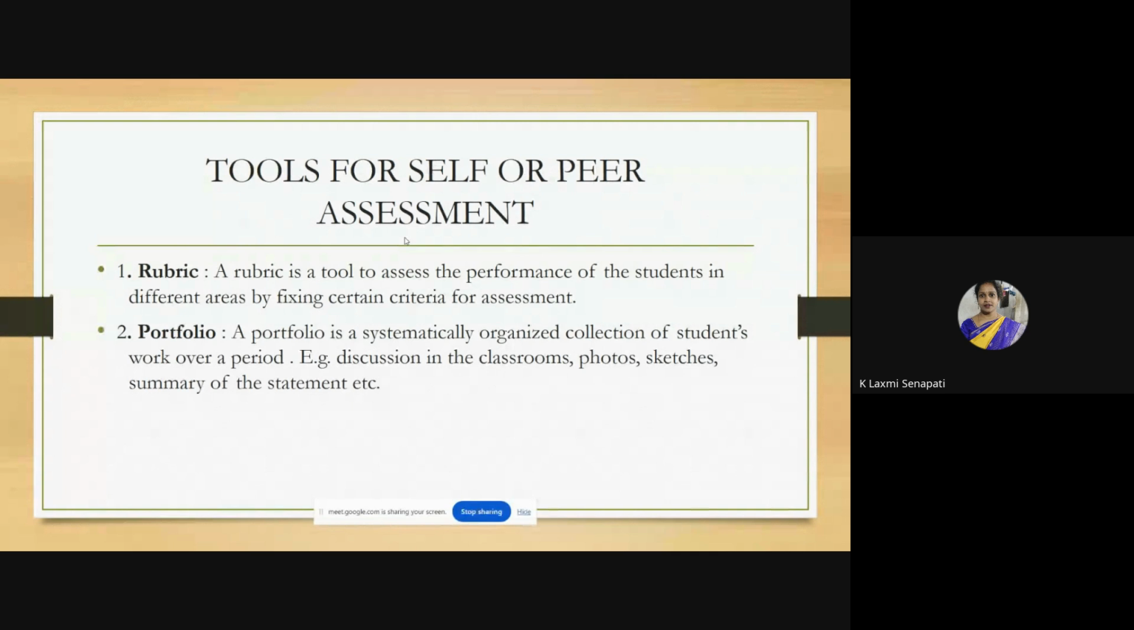So what will happen? The students will carefully watch. Very neatly they will observe, whether it may be in the classroom or anywhere, and they will present systematically. Suppose one topic is given to them, you have to present on that. So what will happen? They will plan for that and systematically they will present that.